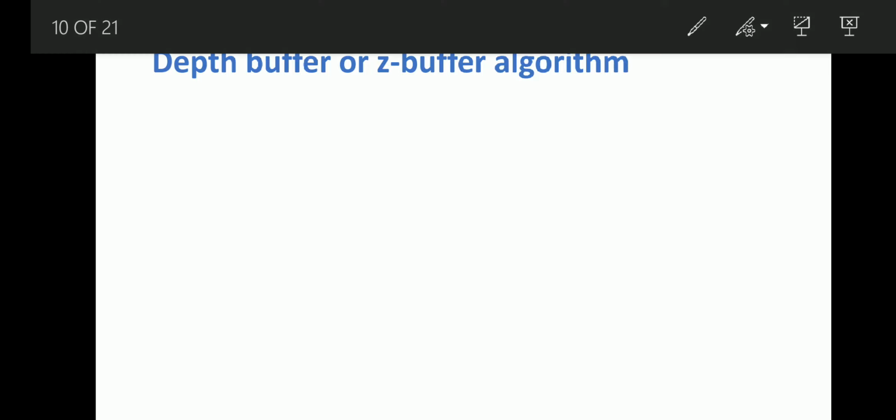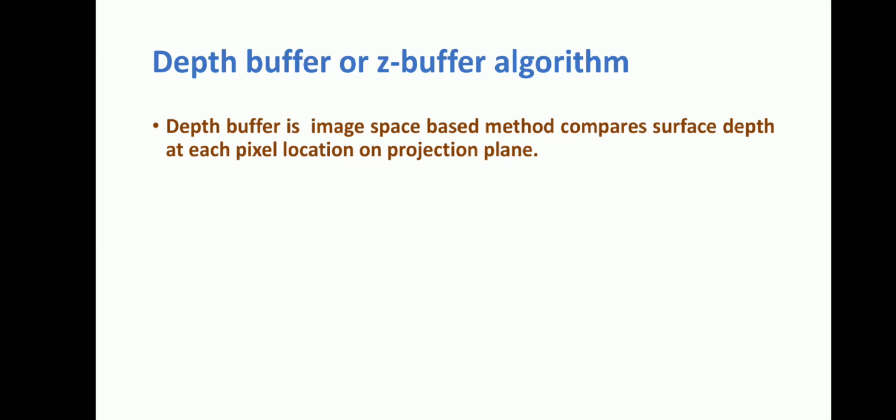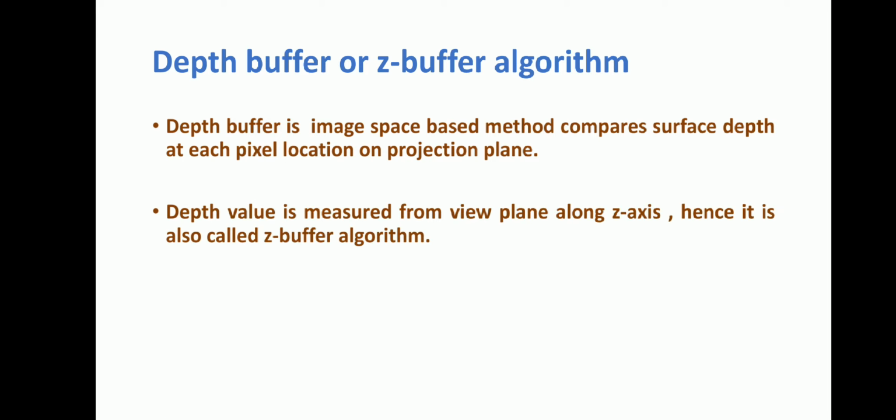The second algorithm for hidden surface removal is the depth buffer or Z buffer algorithm. The depth buffer is an image space based method. It compares surface depth at each pixel location on the projection plane, and this depth value is measured from the view plane along the Z axis.